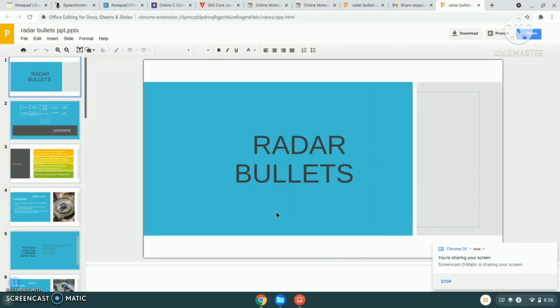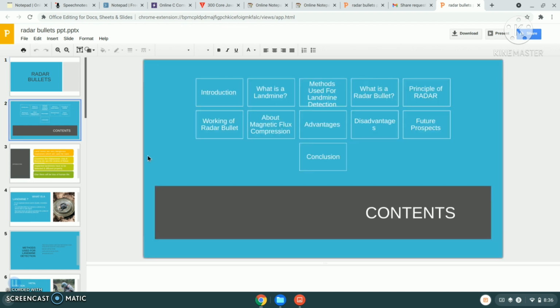Radar bullets is a useful topic to present in a technical seminar. Here is a PPT of radar bullets. This is the latest topic for electronics students.